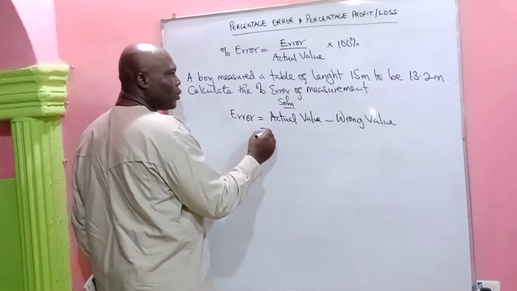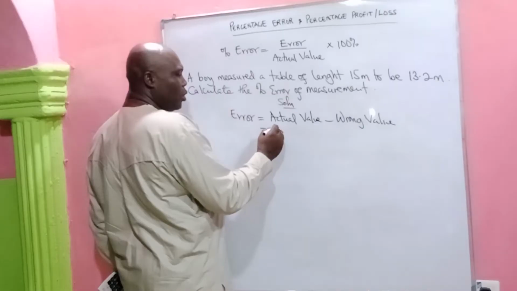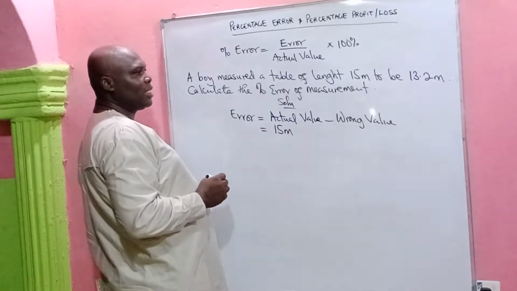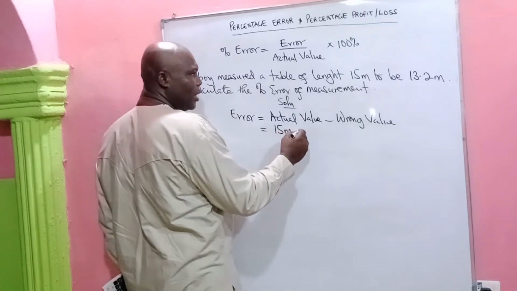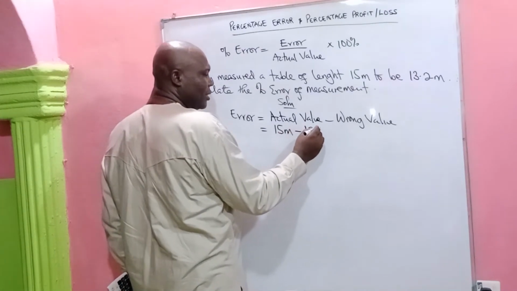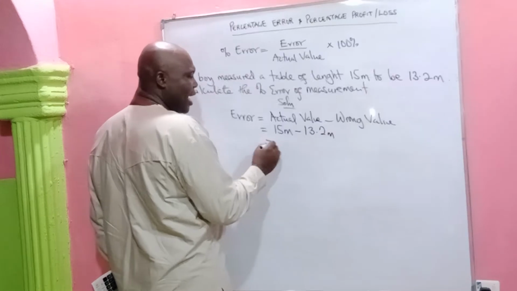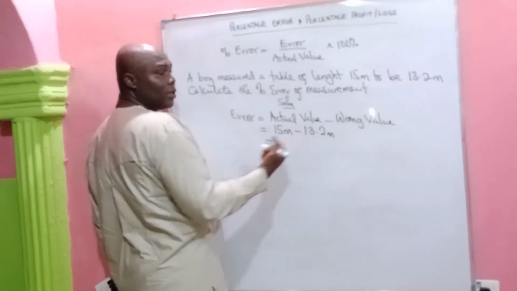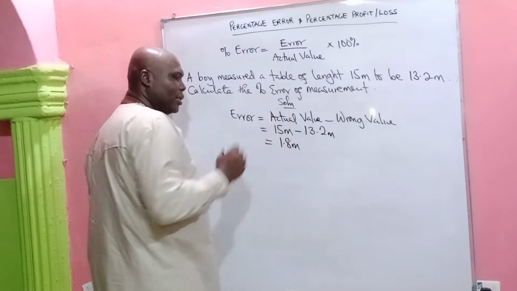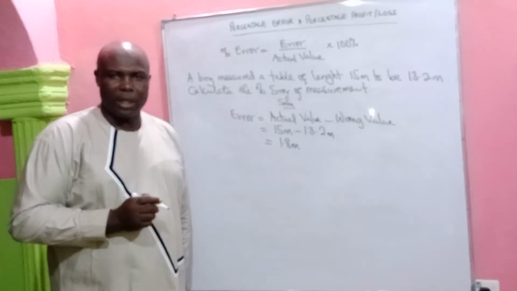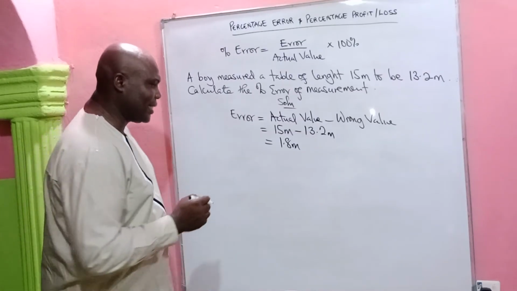So our actual value is 15 meters. The length of the table is actually 15 meters, but the boy erroneously measured it to be 13.2 meters. So the error of measurement is 15 minus 13.2, and that will be 1.8 meters. So that's the error of measurement. But we've been asked to find the percentage error.